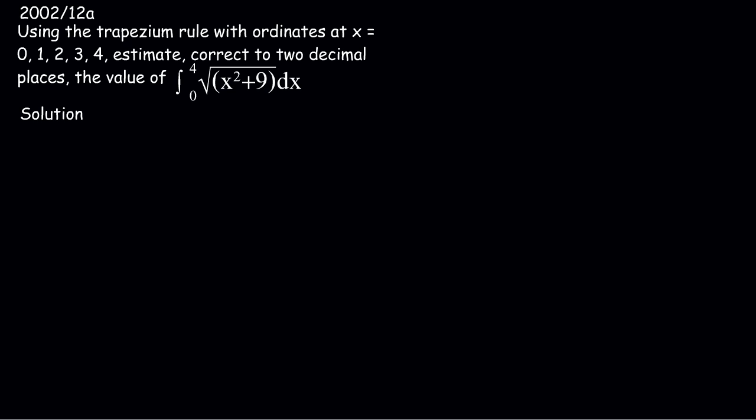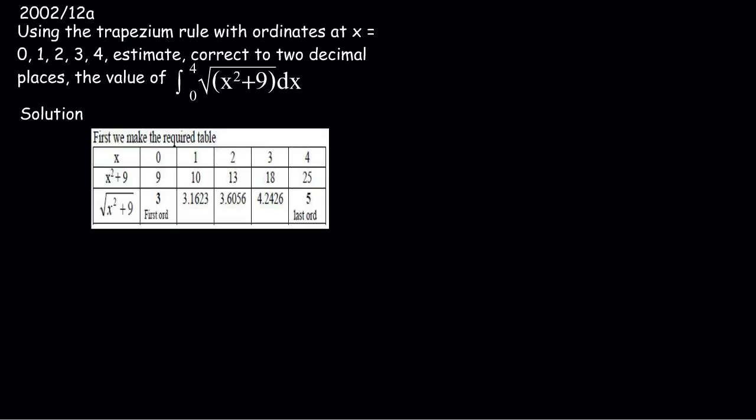Now first of all, we are going to be creating a table to estimate our values. For each value of x, that is, when x equals 0, 1, 2, 3 and 4, x square plus 9 will be 9, 10, 13, 18 and 25, and the square root of x square plus 9 will be 3, 3.1623, 3.6056, 4.2426, and 5. Now our common difference, which is our width, is equal to 2 minus 1, which is equal to 1.